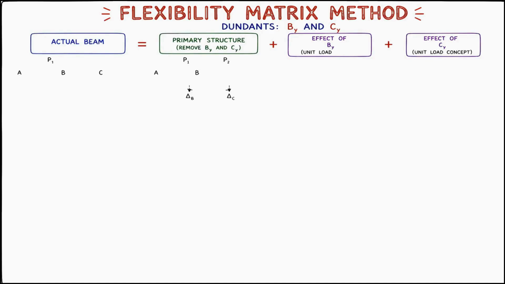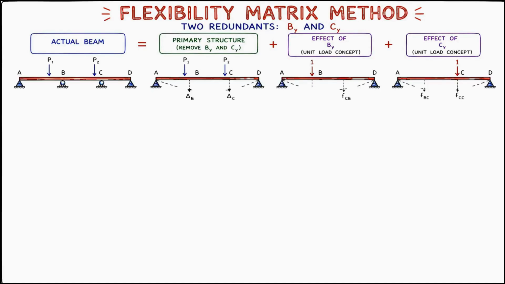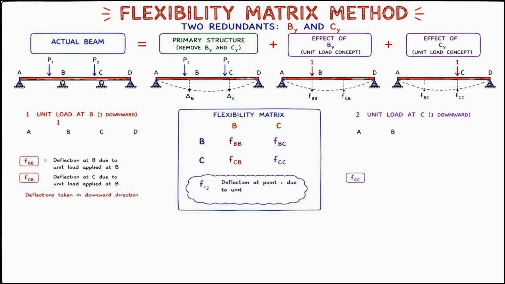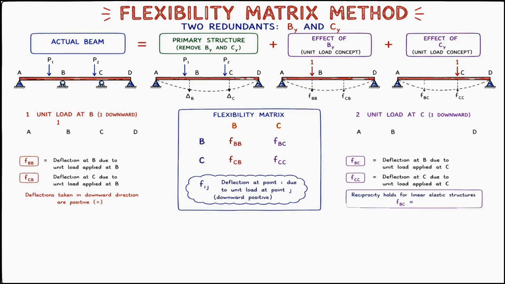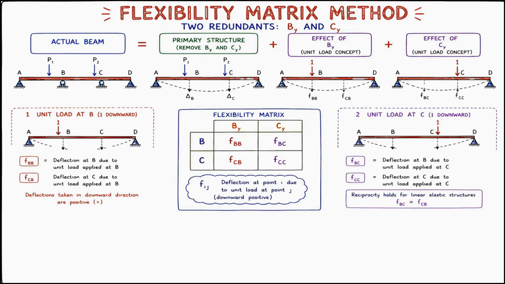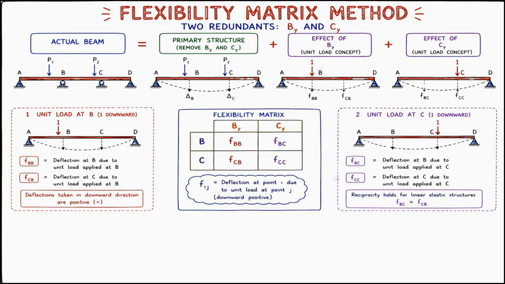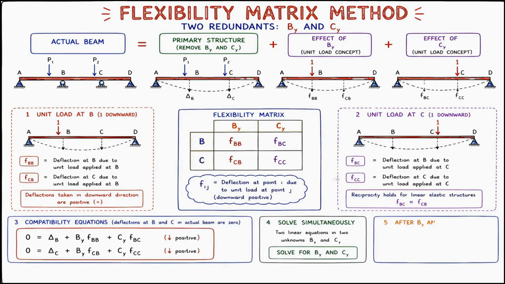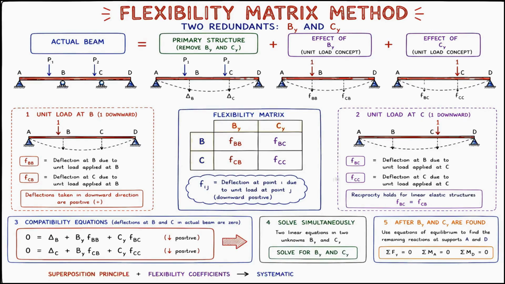Now we need multiple flexibility coefficients. Let us first apply a unit load at B. This produces displacements at both B and C. FBB, FCB. Next, apply a unit load at C. This produces FBC and FCC. These coefficients form the flexibility matrix. This matrix helps us write 2 compatibility equations and solve both unknown reactions simultaneously.